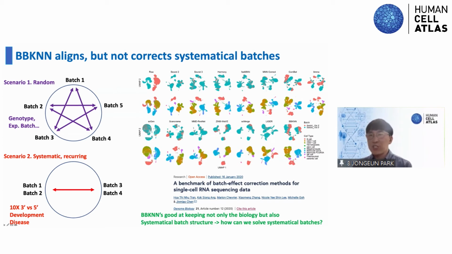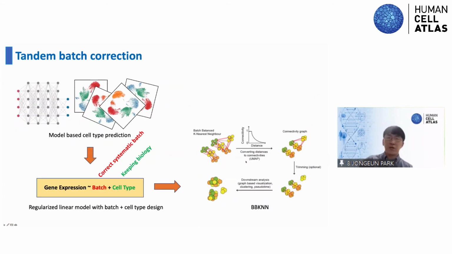So we usually use this for the exploratory data analysis when you want to observe the overall structure of the technical batch effect or biological batch effect. But then sometimes we want to solve this problem and solve the systematic batch effect. So how can we do that? To solve this problem, we have come up with this type of batch correction, the tandem batch correction approach, where in front of the BBKNN process, we added another function to regress out only the systematic batch effect.